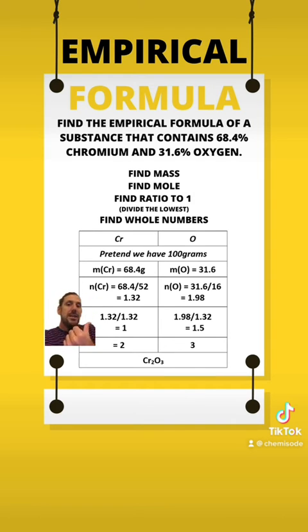So here you can see we end up with 1 chromium for every 1.5 oxygens. Still not a whole number, but let's just scale it up until we get whole numbers. And if we times the whole thing by 2, you can see our ratio is 2 to 3. That gives our empirical formula of Cr2O3.